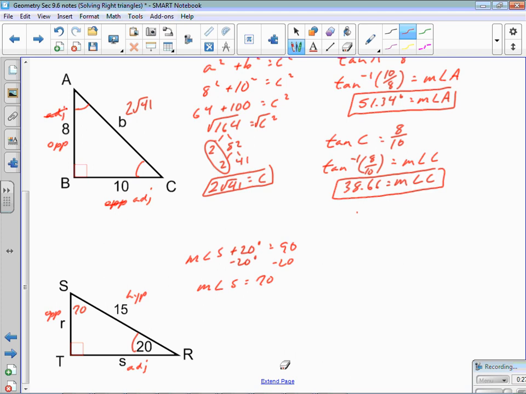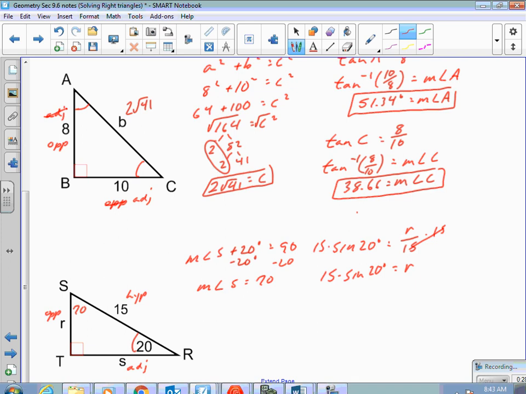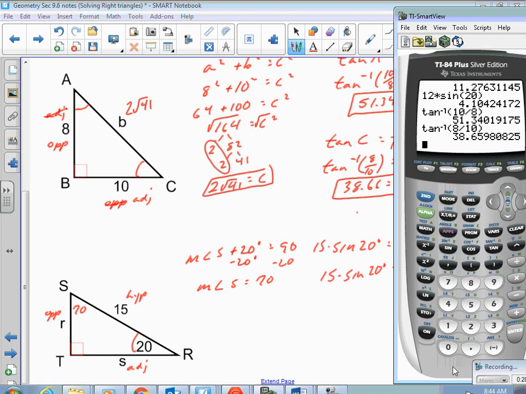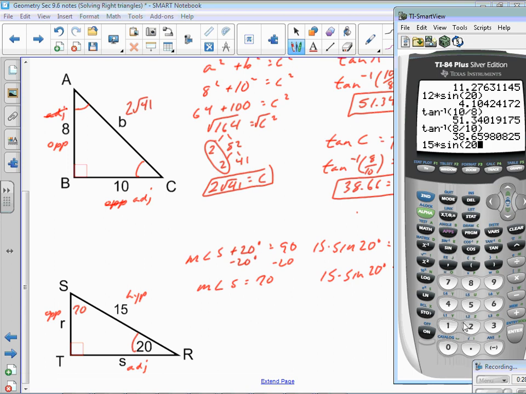So to find R, the opposite side, we're going to use the sine of 20. It's going to equal the opposite side, which is R, over the hypotenuse, which is 15. Multiply by 15 on both sides. So 15 times the sine of 20 degrees is going to equal R. And 15 times the sine of 20 should give us 5.13.